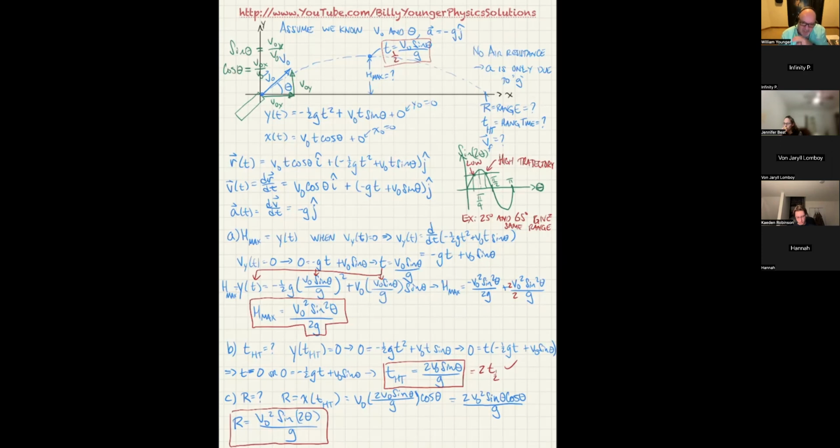Now, another way you can think about that is, look how we got from y of t equals negative 1/2 gt squared plus v0t sine theta. How did we end up getting from there to negative gt plus v0 sine theta? We took a derivative, right? And if you look right there, notice the little red arrow I have. Right above that little horizontal red line, do you see I've got 0 equals negative gt plus v0 sine theta? So that was literally the derivative of y of t, and I set the derivative equal to 0.